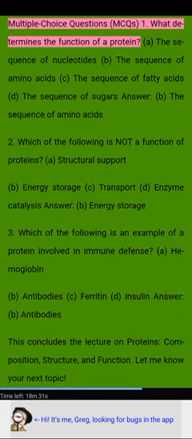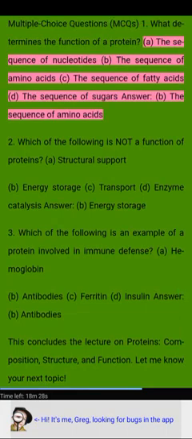Multiple choice questions. MCQs. 1. What determines the function of a protein? A. The sequence of nucleotides. B. The sequence of amino acids. C. The sequence of fatty acids. D. The sequence of sugars. Answer. B. The sequence of amino acids.